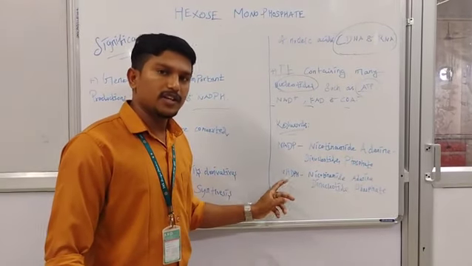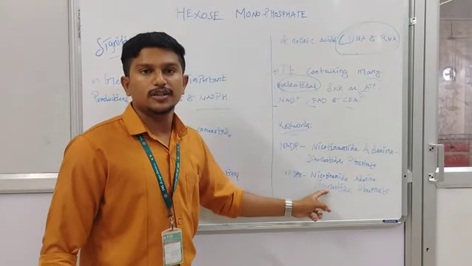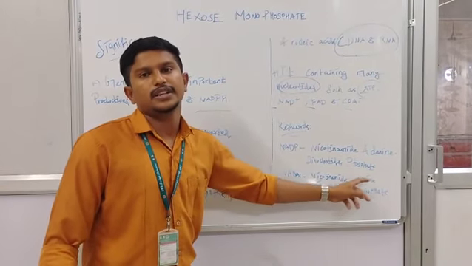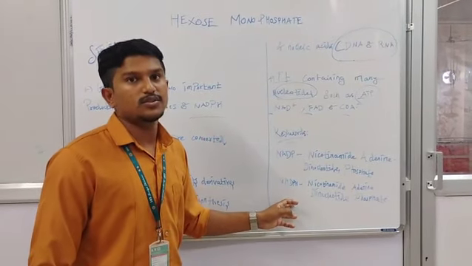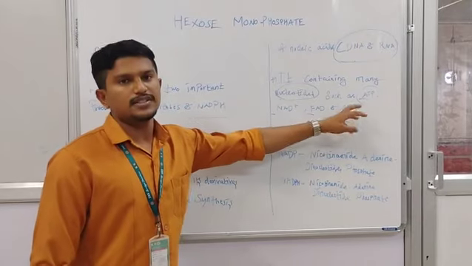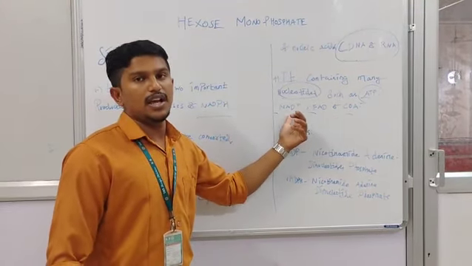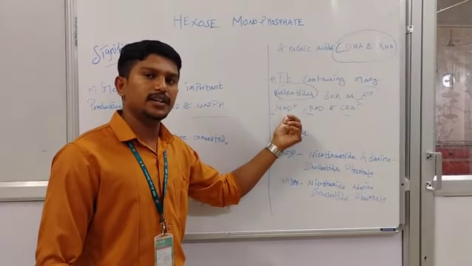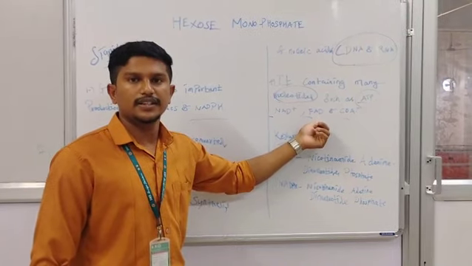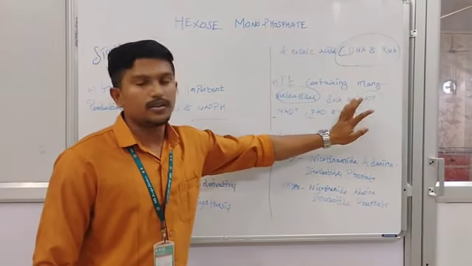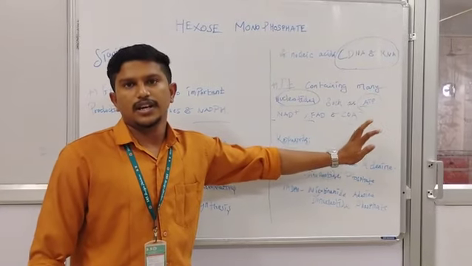Next one is NADPH, which is derived as nicotinamide adenine dinucleotide phosphate plus hydrogen. Also ATP, adenosine triphosphate, NAD plus, nicotinamide adenine dinucleotide, FAD, flavin adenine dinucleotide, and the final one is CoA, shortly called coenzyme A.